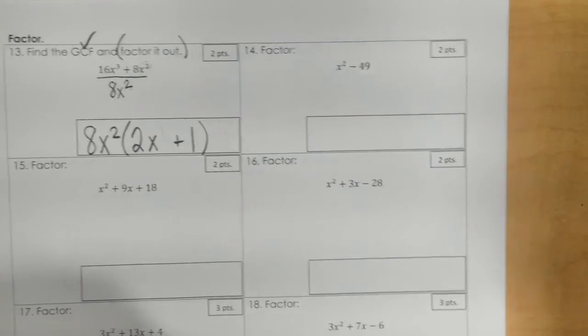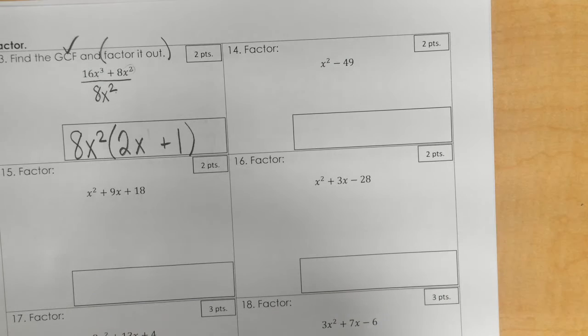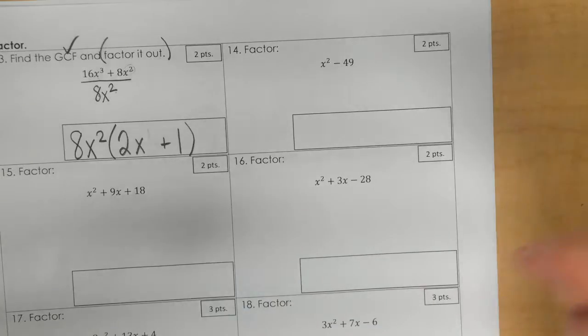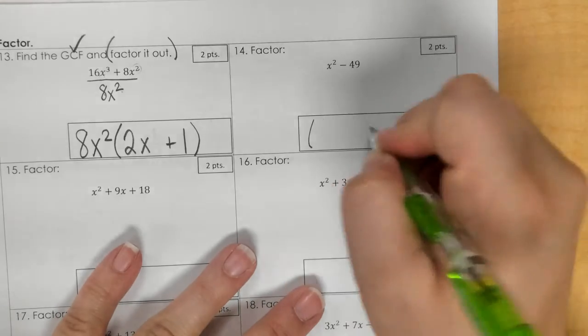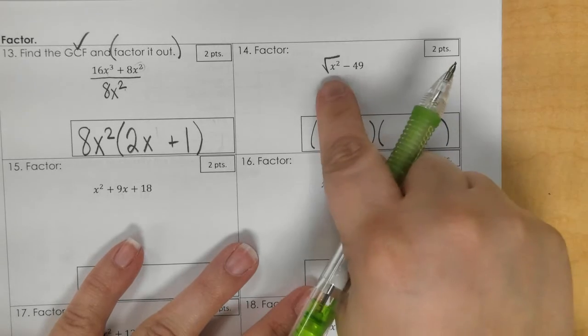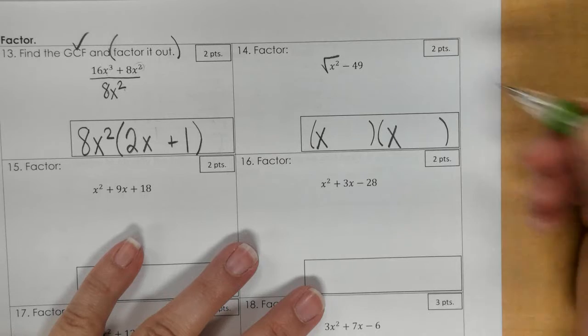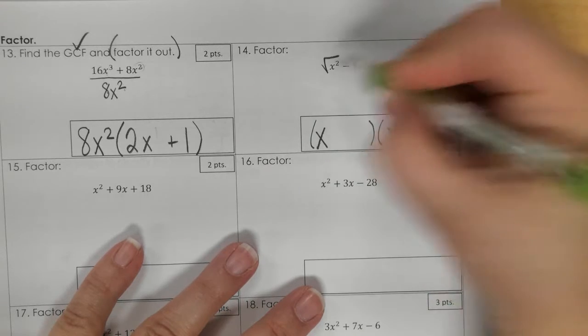Okay. Number 14, to factor this is the one that was like the special square roots, difference of squares. And so we set this up as 2 sets of parentheses. I asked you guys, what's the square root of x squared? And you guys would tell me it was x, because x times x makes x squared.